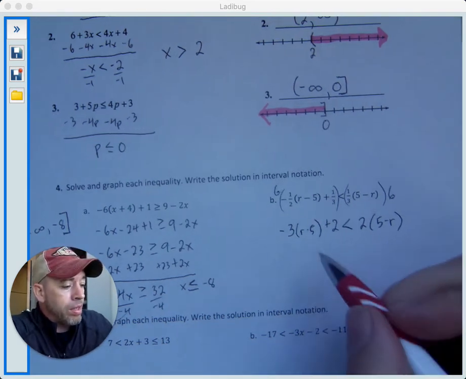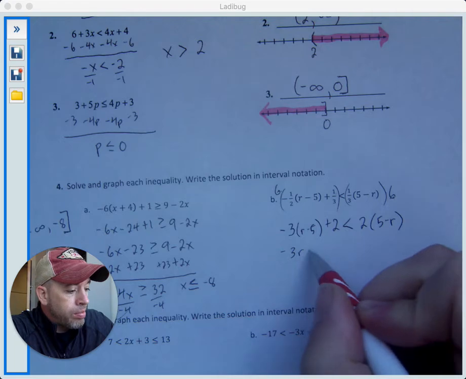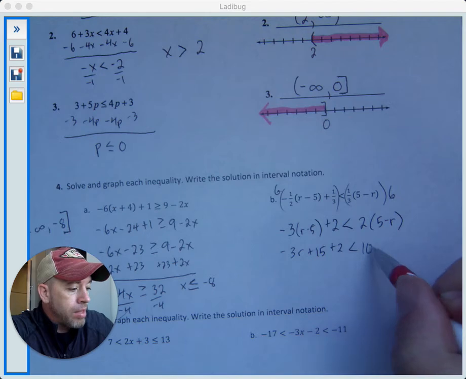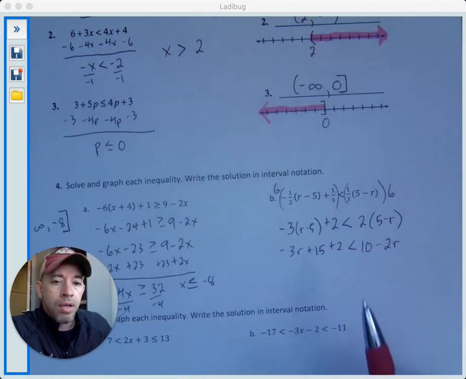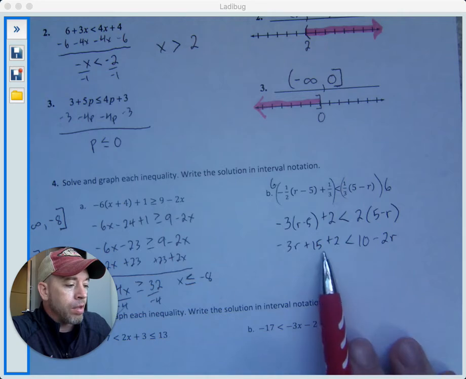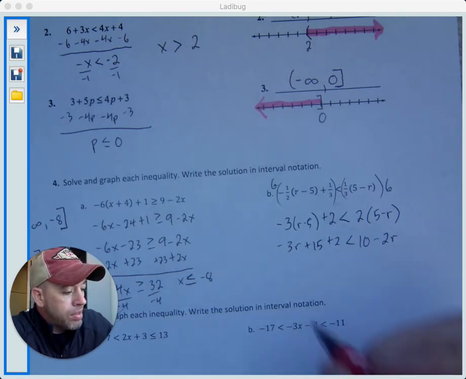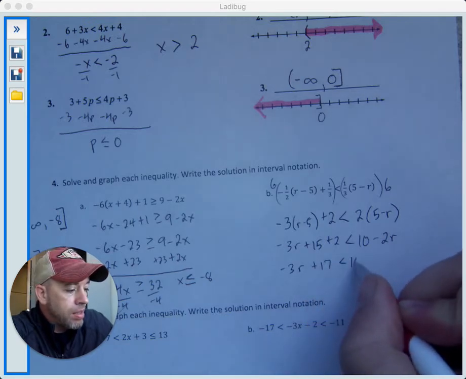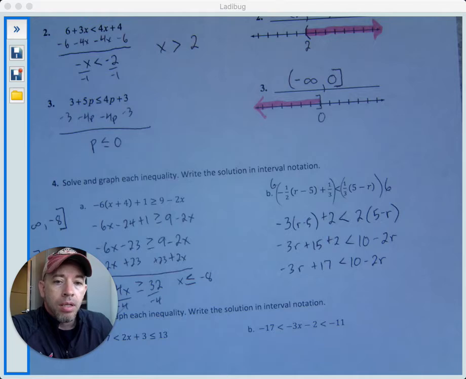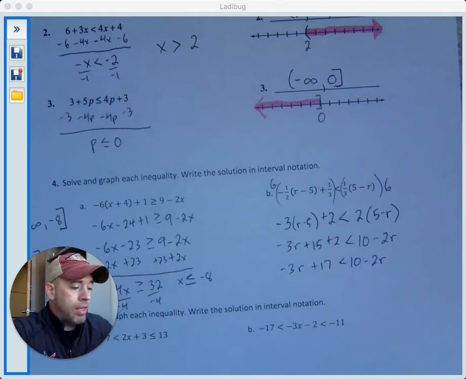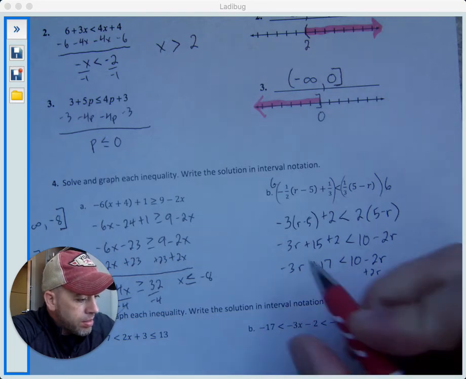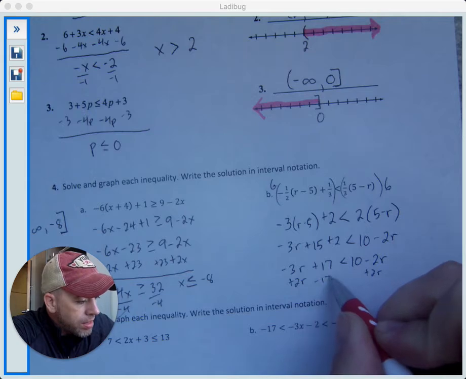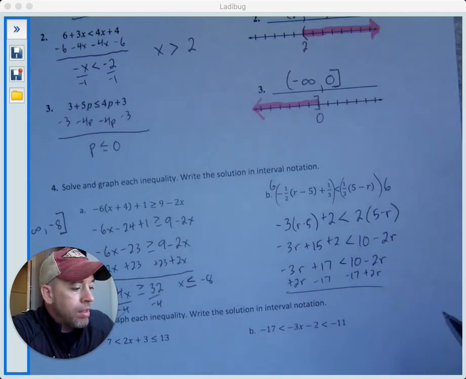So just like before, we're going to distribute here. We have -3r plus 15 and then plus 2. Over here we get a 10 minus 2r. We can combine like terms on the left. We can combine our whole numbers here. 15 and 2 is 17, so we get -3r plus 17 is less than 10 minus 2r. So now we want to get all our r's on one side. I'm going to add 2r to both sides. I like to put my variables on the left again. And then we're going to subtract 17 and see what we get.